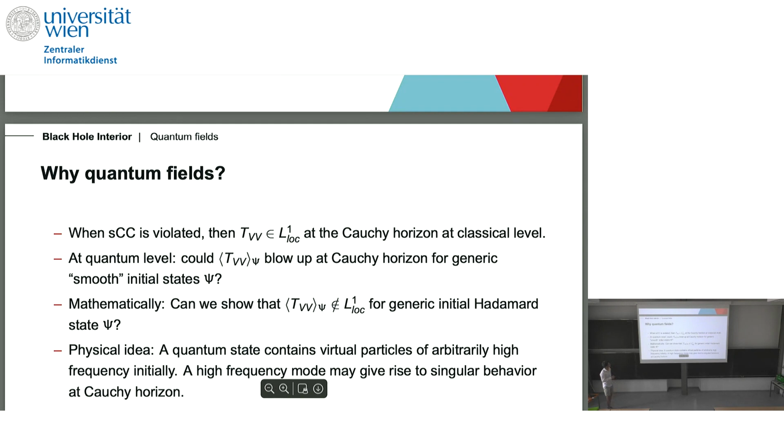So first of all, when the strong cosmic censorship is violated, then the stress energy tensor, according to this criterion, is square integrable or even better. And so you can ask whether maybe at the quantum level, the expected stress energy tensor in a suitable state is maybe not integrable, or at least this component that we're interested in mainly.